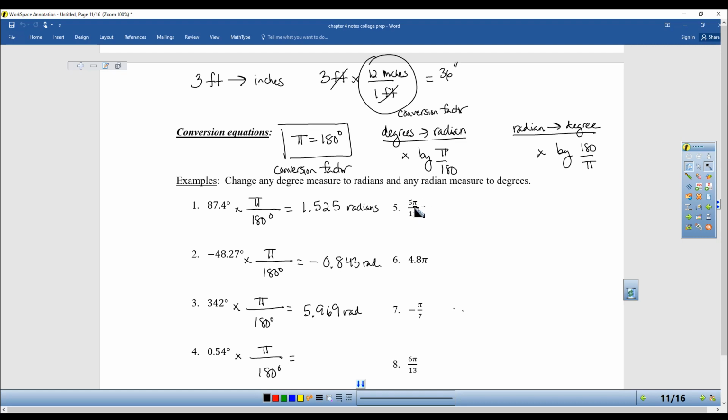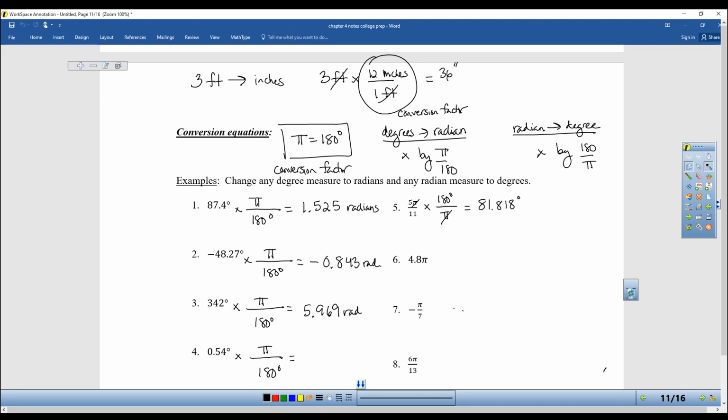Okay, now this one has a pi and it doesn't have a little degree symbol. That's how you know that it's in radian measure. There's no degree symbol and you see a pi in it. So I'm going to multiply by, I want to get rid of the pi, so I put the pi on the bottom. See how they'll cancel? And my conversion factor is 180 degrees is the same as pi. So I've converted. 5 times 180 divided by 11 is 81.818. And this does have a symbol, degrees.